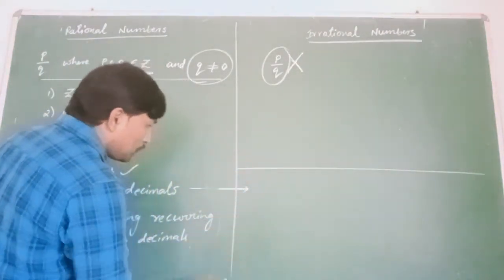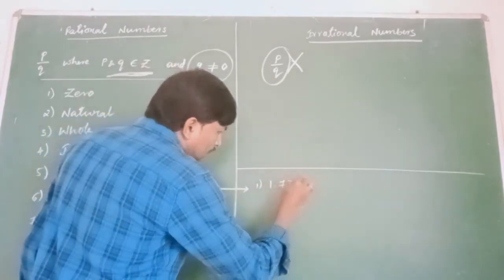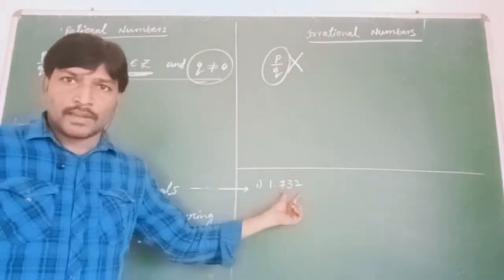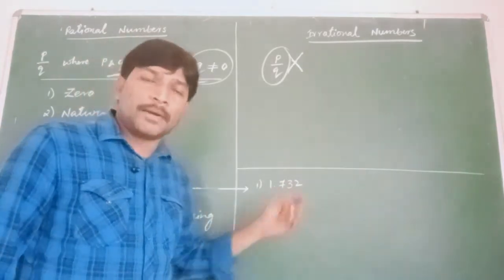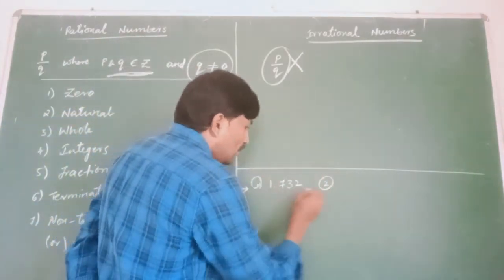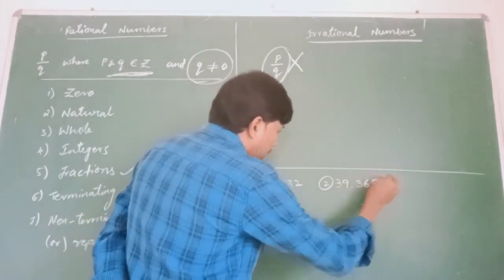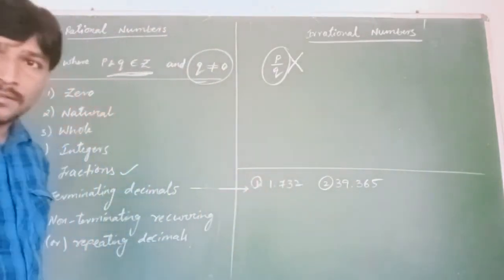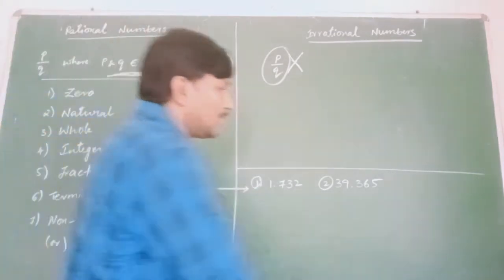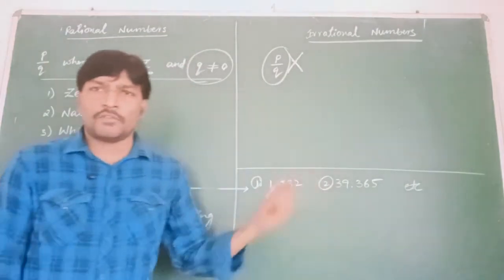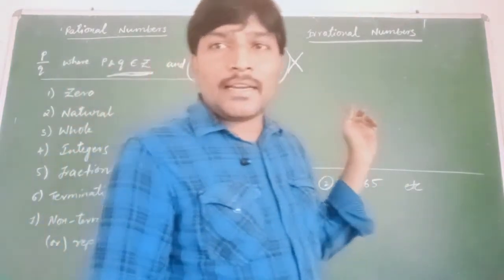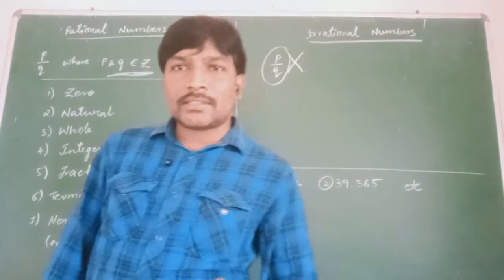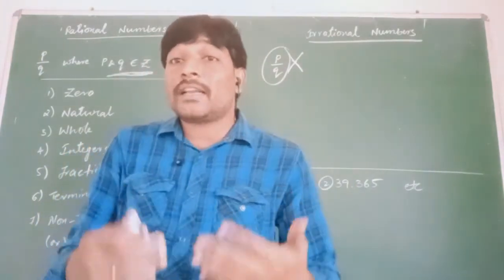Here I have a few examples for you. If you observe 1.732, the digits occurring in the decimal part have an end, so it is a terminating decimal. One more, if you observe 39.365, it also has an end. So these come under terminating decimals, because we have so many numbers whose decimal part terminates. Terminating decimals are the decimals whose decimal part terminates after a finite number of digits.